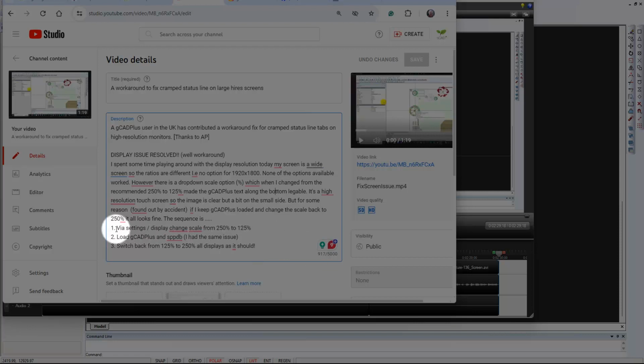So I'll put in the notes to this movie a reference to this, but if you search on gCADPlus for the word cramped, you'll come up with this particular, in a sense these are workarounds to the problem. We've put that on the gCADPlus wish list to look at, have our programmers look at it, but I hope you can see it's a complex situation of a relationship between our software and Windows and the version of Windows and the hardware that various people use.